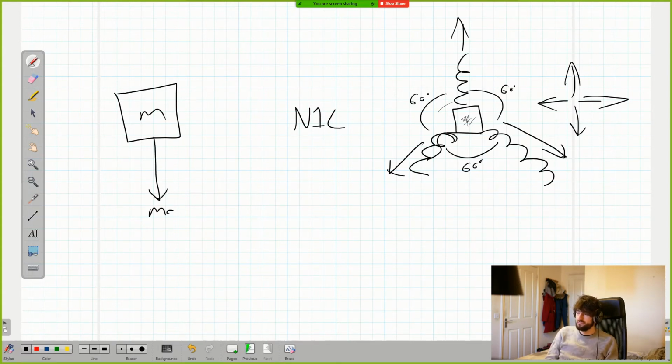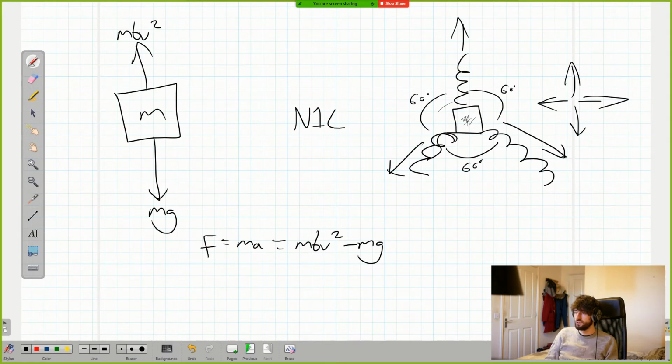So if we have this mg down, then we now have this mbv squared up. And so we can say that overall the force on this object, F, equals ma, and we'll just say g is down, so it's mbv squared minus mg. Now we can just cancel these and say that the acceleration, dv by dt, equals bv squared minus g.